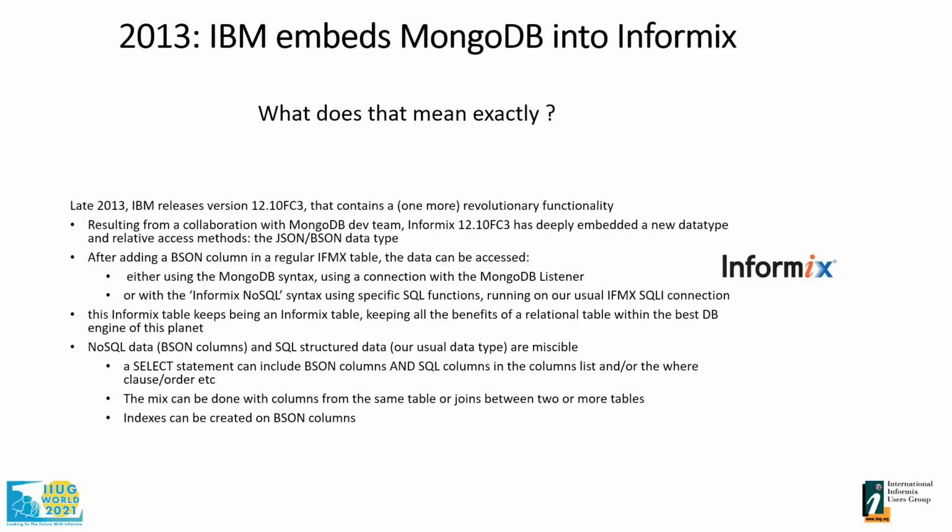What will be the result of this? So, resulting from collaboration with the Mongo dev team, they worked together with the IBM team and our Informix lab, beloved lab people. So Informix deeply embedded a new data type and its own methods to access them. The data type was kind of a binary data type, which is BSON and JSON, JSON being the most visible data type, BSON being an internal representation of JSON.